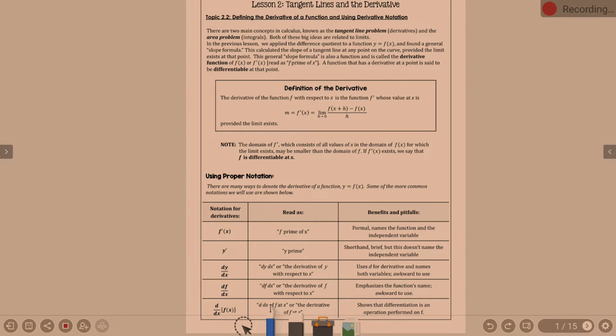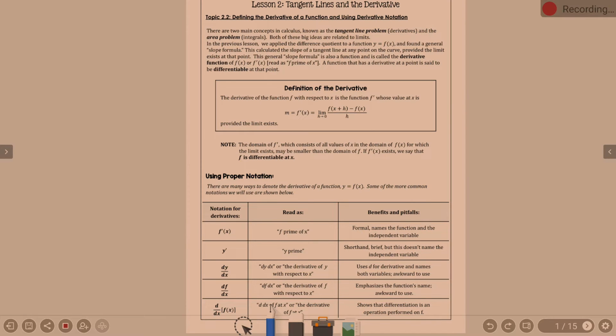two main concepts in calculus are known as the tangent line problem, which we've already been working with, right? And I keep telling you that the slope of the tangent line is the derivative, right? That's where we're at today. And then eventually later on this semester, next semester, we'll talk about integrals, which relate to area problems. So area under a curve. Both of these ideas do relate back to limits.